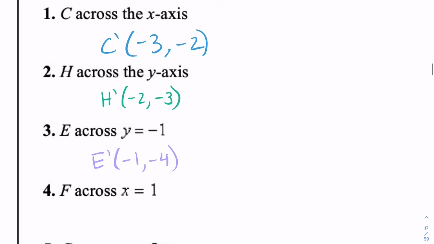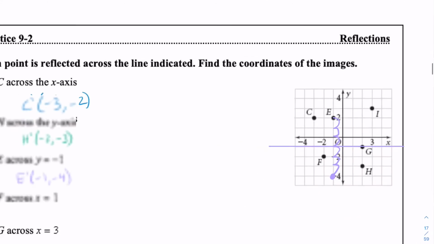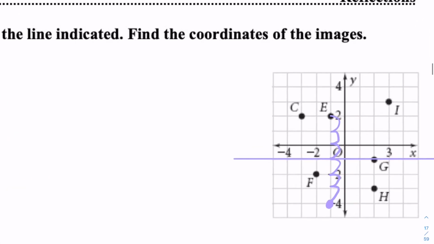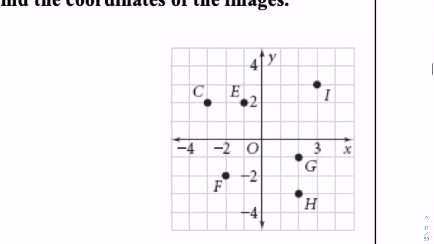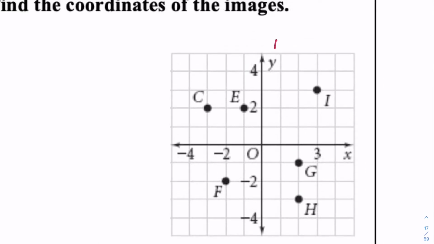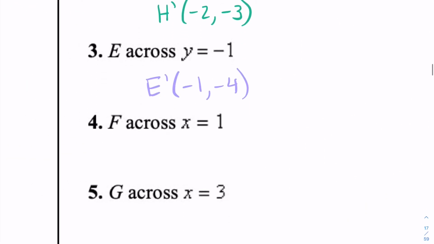All right, F across x equals 1. X is a vertical line, so we have to be careful. Is it x equals 1? Yeah, F across x equals 1. Here's x equals 1. And so we're going to go 1, 2, 3, 1, 2, 3. It's going to put it right there, which is at 4 comma negative 2. So 4 comma negative 2.